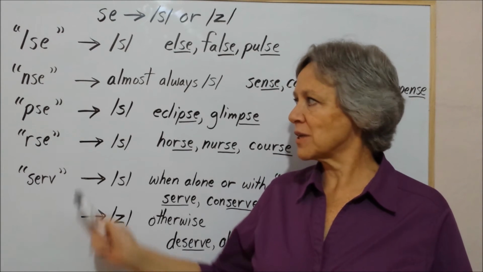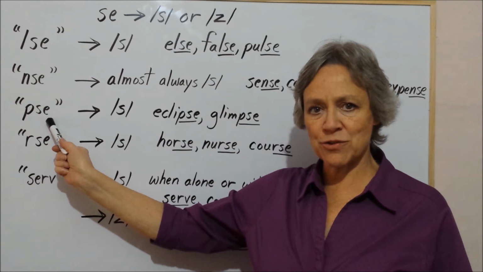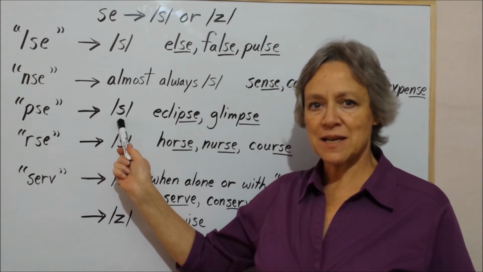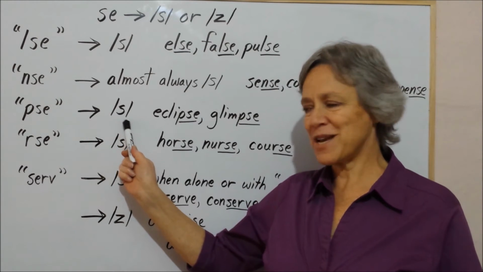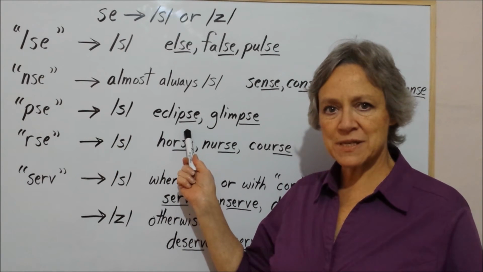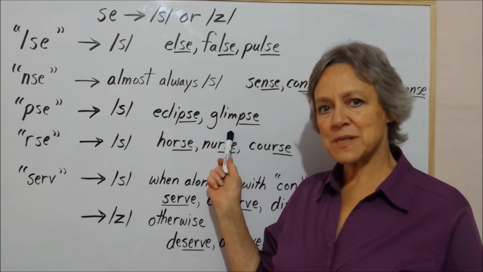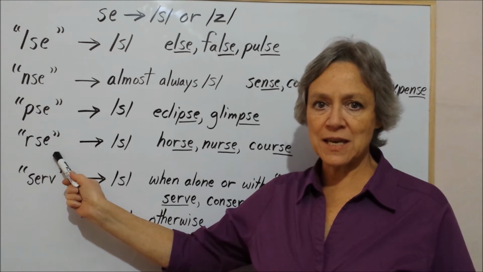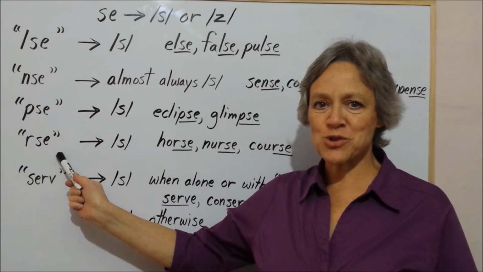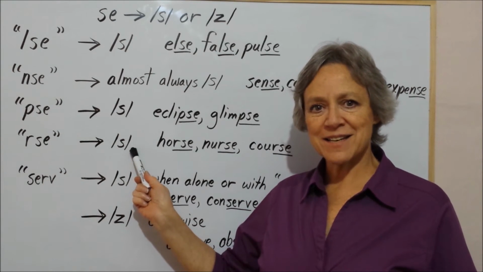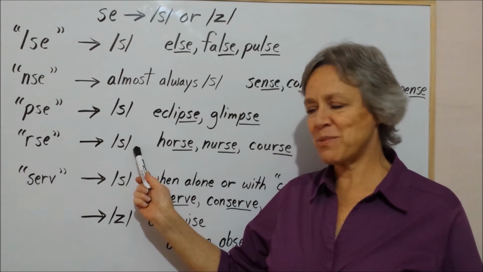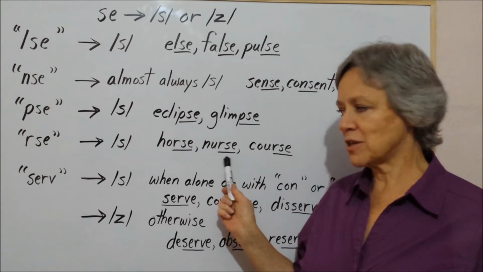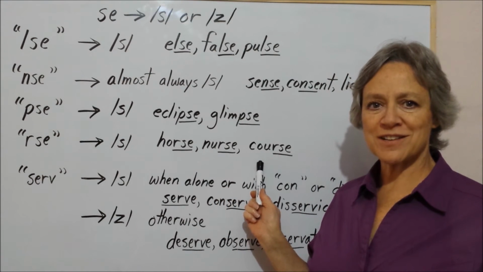When we have the letters P, S, E together in a word, we most often get the S sound. Here are some examples. Eclipse, glimpse. When we have the letters R, S, E together in a word, we usually get the S sound. And here are some examples. Horse, nurse, course.